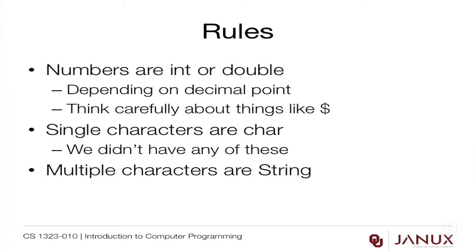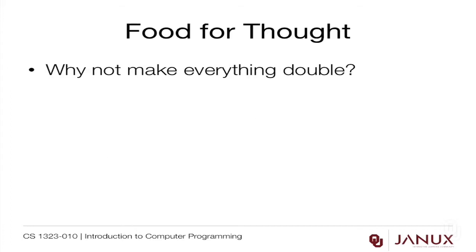So here are the rules that we've come up with. Numbers are either int or double, depending on where the decimal point should be placed. And you have to think very carefully about things like money. Single characters are char, but we didn't have any of those. What we had were multiple characters, and those are stored in a string.